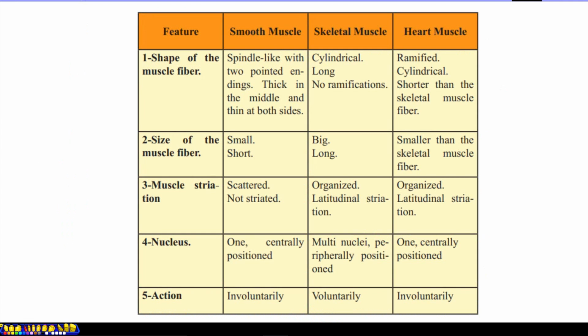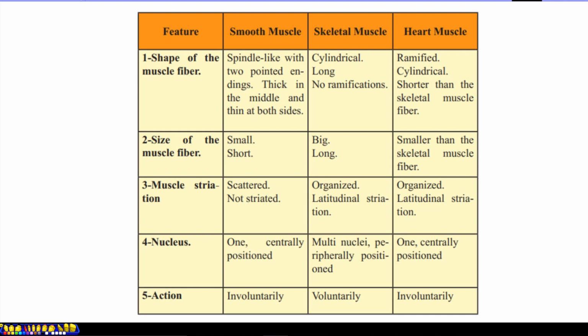The table shows us a summary for comparison between smooth, skeletal, and heart muscles. Shape of the muscle fiber: smooth muscle has spindle-like fibers, pointed at the two ends and thick in the middle. Skeletal muscle is cylindrical without ramification, but heart muscle is ramified, cylindrical, and shorter than skeletal muscles.